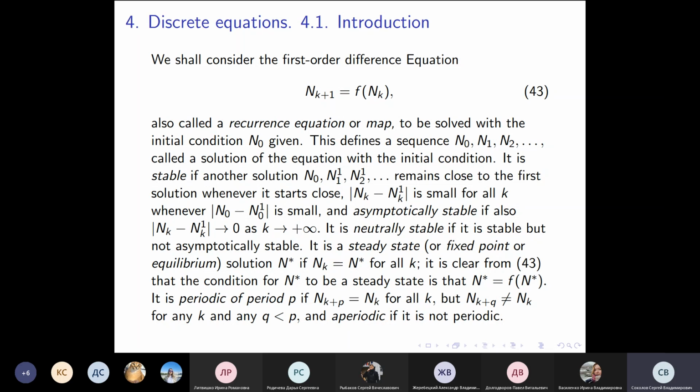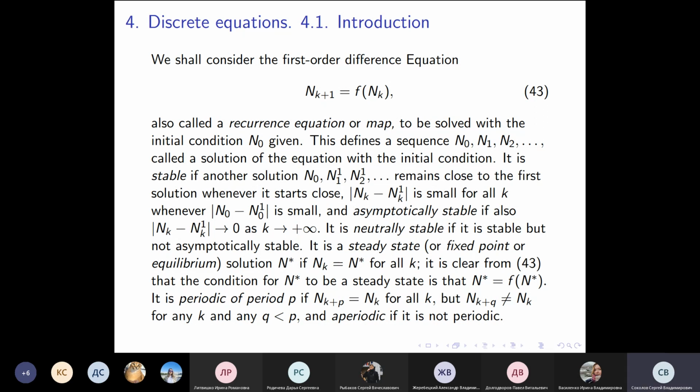So, for example, let f of n(k) be 2n(k). Then n1 is 2 n0, n2 is 4 n0, or 2 n1, and so on. So the solution of our equation will be n(k) is 2 raised to the k power times n0, like this. So it's not a differential equation at all.